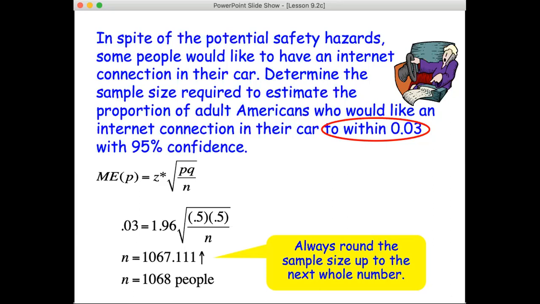Now, here's the thing. With these problems, once you get your answer, and it typically will be a decimal, you should always round up. Even if this is 0.0001, you should still round up. The reason is that if you round down, you will be just shy of meeting the criteria of within 0.03. It'll be close, but you'll just be shy. So if you want to make it, you always round up for your sample size. Your final answer would be 1068.